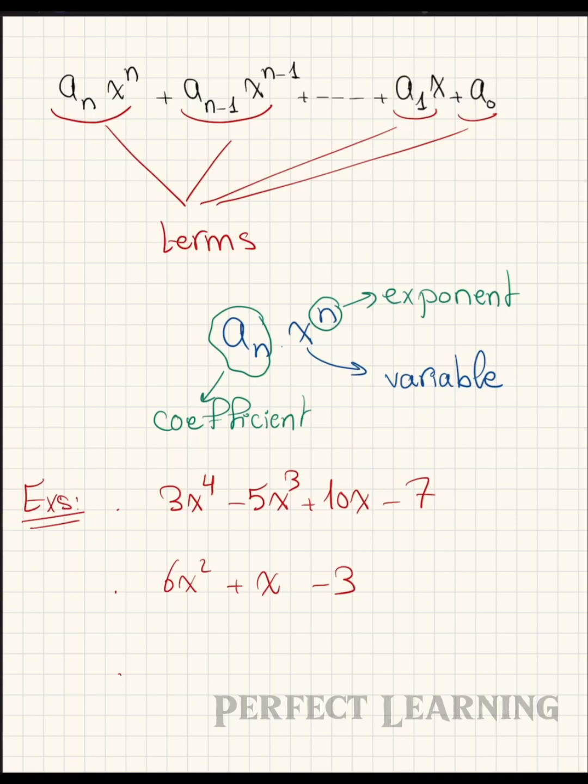What if I have something like 3 over x? This is not a polynomial. Why? Because 3 over x is 3 times x to the negative 1, and we've got a negative exponent. What about something like the square root of x plus 3? This is also not a polynomial. Why? Because the square root of x is x to the power of half, so there is a non-integer exponent.